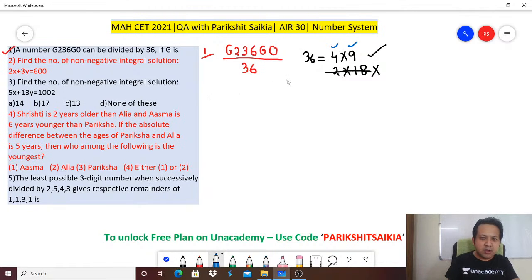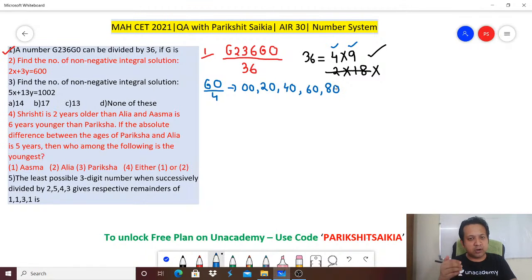Now think about it. What is the divisibility rule for 4? The last two digits should be divisible by 4. So what are the last two digits? G0. It should be divisible by 4. So what are the possibilities? It can be 00, it can be 20, it can be 40, it can be 60, or it can be 80. Because if the number has to be divisible by 4, G can be 0, 2, 4, 6 or 8.